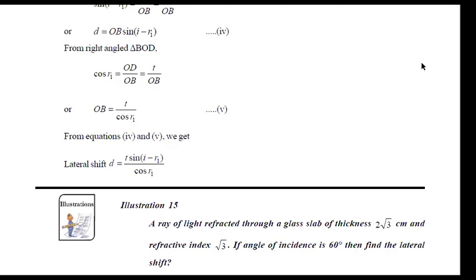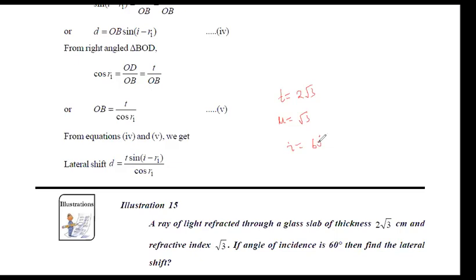A ray of light is refracted through a glass slab of thickness T, and refractive index mu is given. If the angle of incidence is 60 degree, then find the lateral shift. Now, how to solve? I'll help you guys. What is given? First of all, you have to write thickness is given 2√3. Mu of glass slab is √3. And angle of incidence, which is I, is equal to 60 degree.